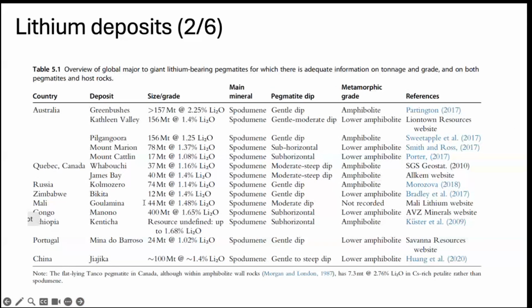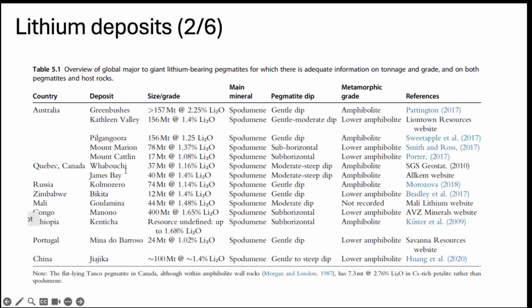So a boring table, but this shows some of the big deposits in terms of the pegmatite-hosted deposits. So there are some very large ones in Australia. Greenbushes is more than 157 million tons at 2.2% lithium oxide. The main mineral is spodumene, which is a lithium silicate. The Congo has the Manono deposit, which is 400 million tons at 1.6% lithium. There's a large one in Canada, which is not on here, called Tanco.